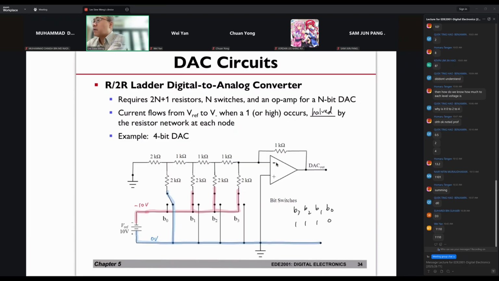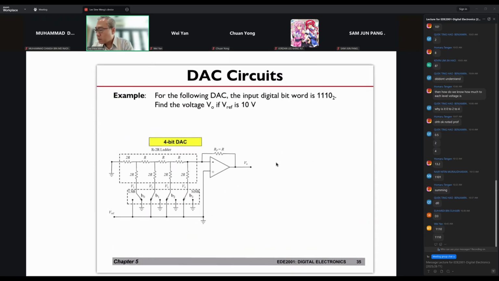So now, let's just do a very, very simple example. Then we have to end the lesson already. We are running a little bit late. Okay, now the digital input here is 1110, right? Reference voltage is 10 volts. So the question is asking to find the output voltage.